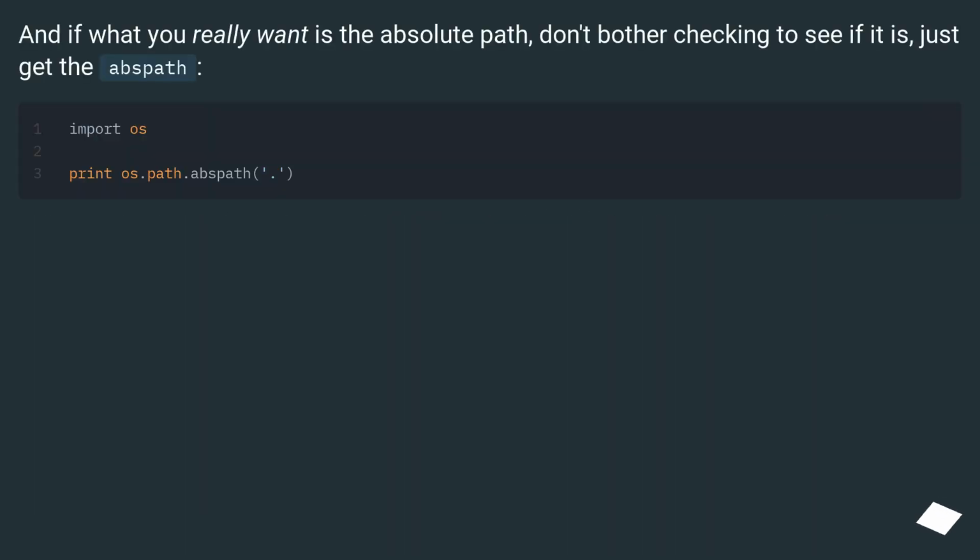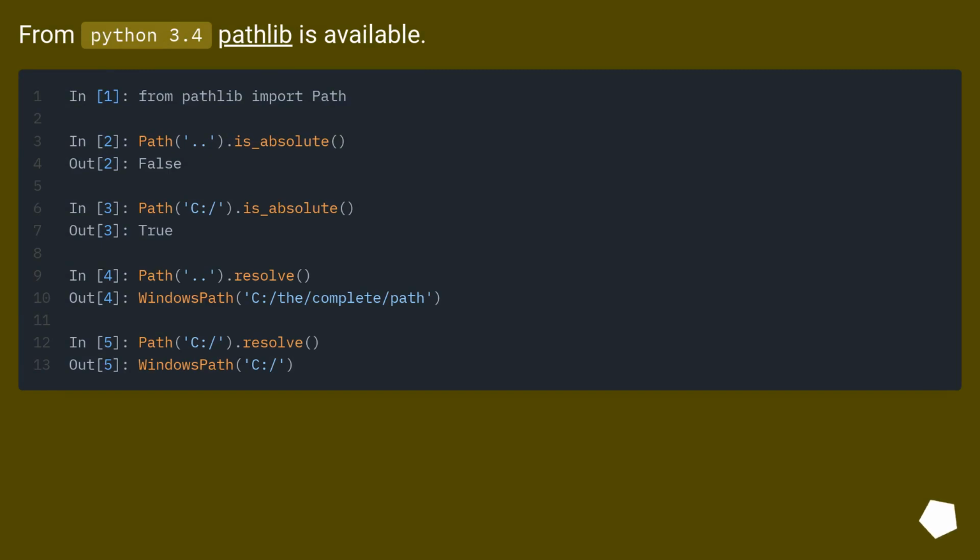And if what you really want is the absolute path, don't bother checking to see if it is, just get the abspath. From Python 3.4, pathlib is available. Use os.path.isabs.